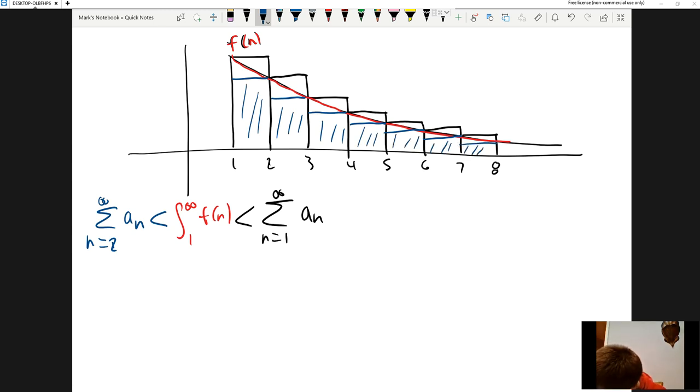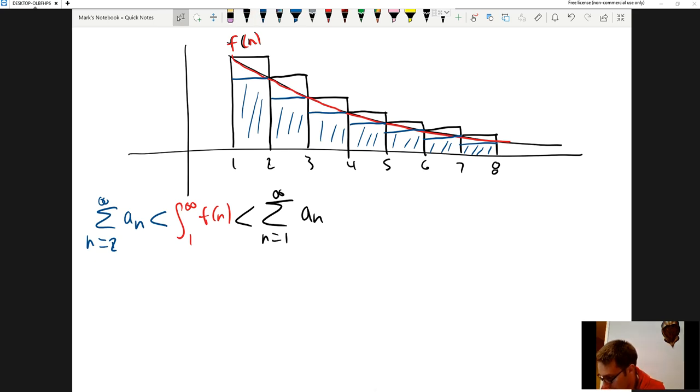And so more generally, we can say that the area under the curve from 1 to infinity of f of n is between the sum from 1 to infinity and the sum from 2 to infinity. All right, so this is similar to what we did before, but we're just doing it very generally. I haven't told you what f of n is. It's just some generic positive, decreasing, and continuous function.